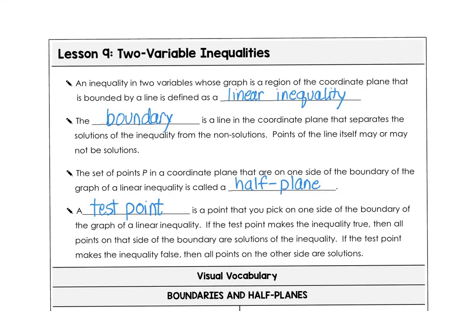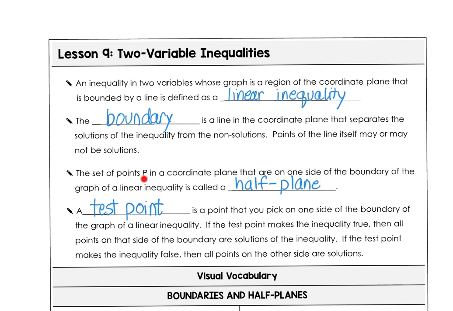This is our final lesson in Unit 2. We're looking at two variable inequalities. We have a linear inequality when we have an inequality in two variables whose graph is a region of the coordinate plane that is bounded by a line. The boundary is a line in the coordinate plane that separates the solutions of the inequality from the non-solutions. Points of the line itself may or may not be part of the solution.